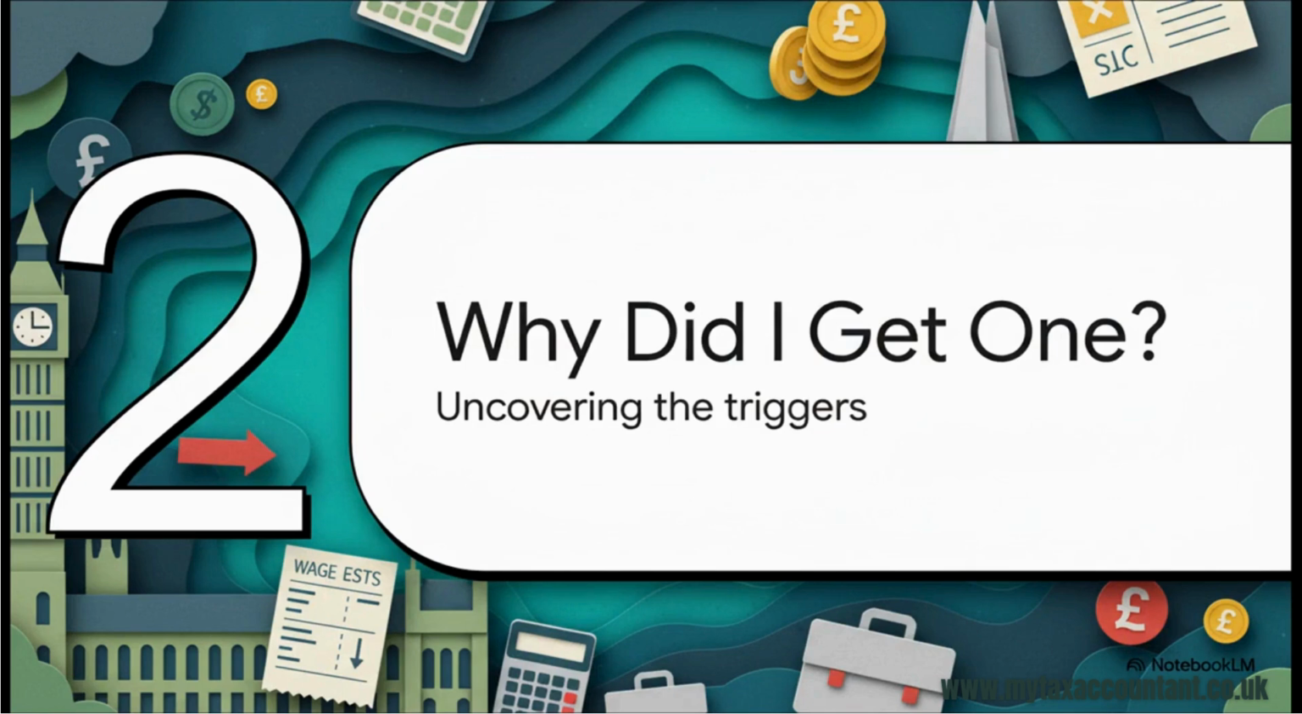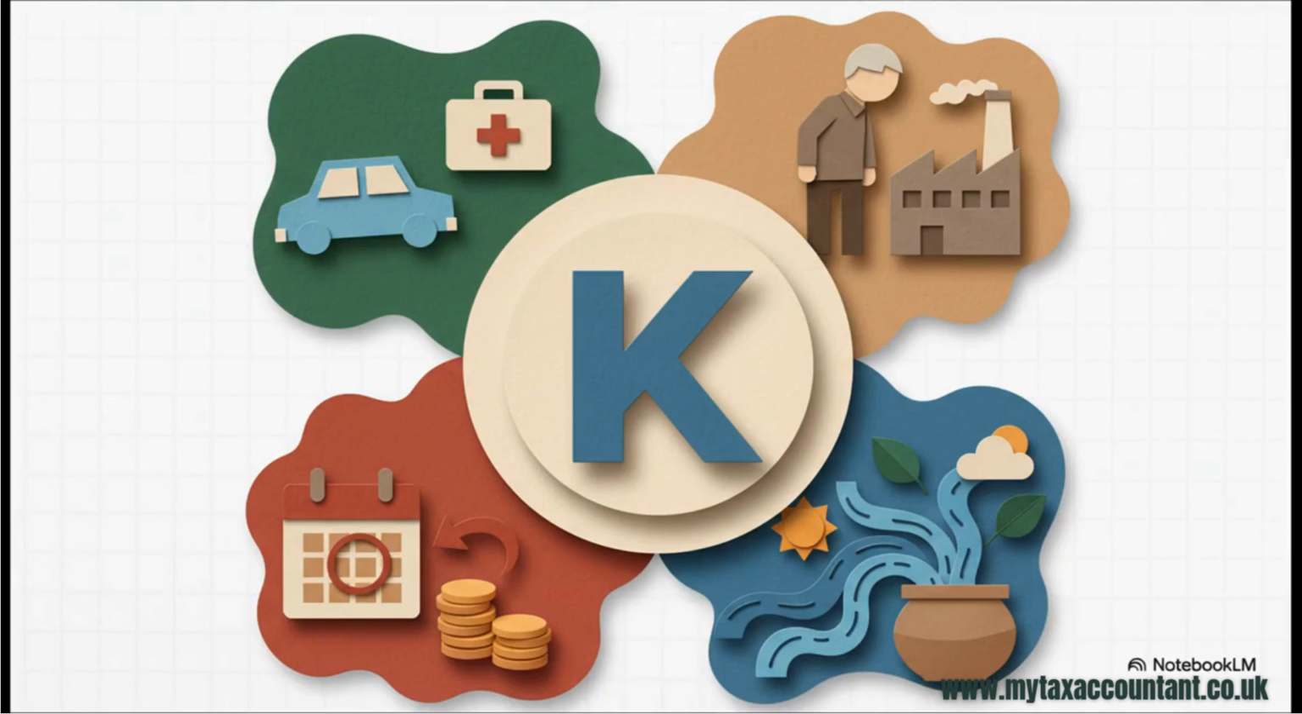All right, that leads us to the big one, the question you're probably asking. Okay, but why did I get one? Let's pull back the curtain on the most common reasons a K code might show up. It usually boils down to one of these 4 things. By far the most common is having valuable company benefits. Think a company car or private health insurance.